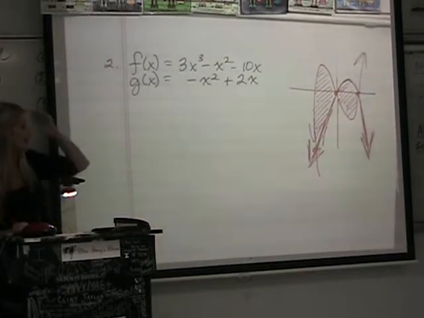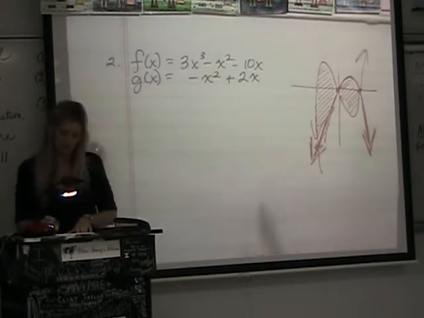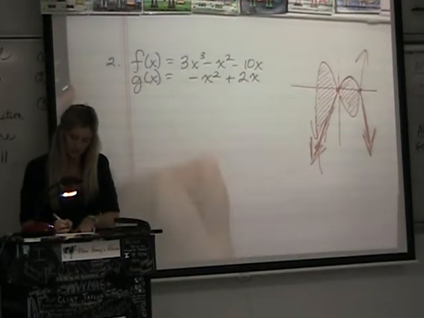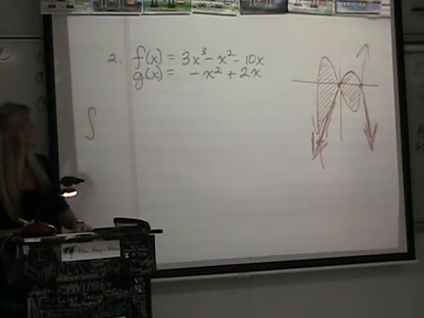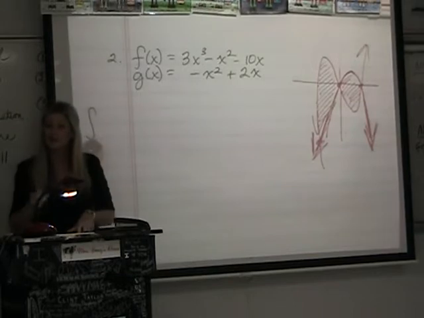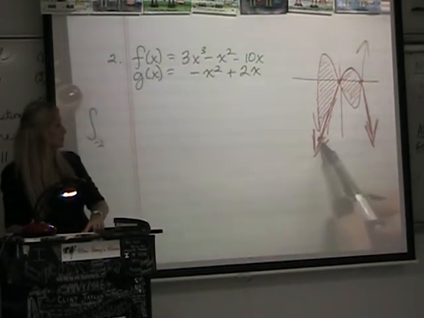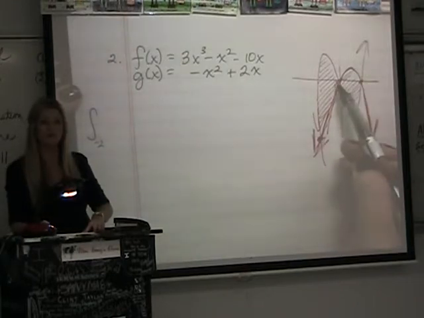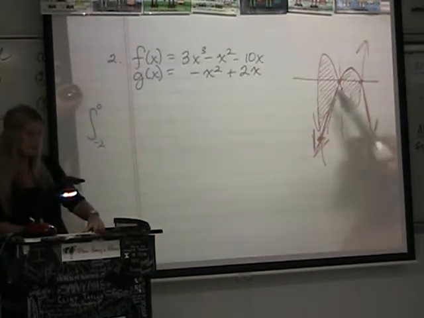Okay, so for our first piece, we're going to do the integral from, what's the lower bound? -2. Okay, so -2. So this intersection point here is -2. Middle group, what's the middle intersection point? 0. So -2 to 0 are my bounds for the first piece.